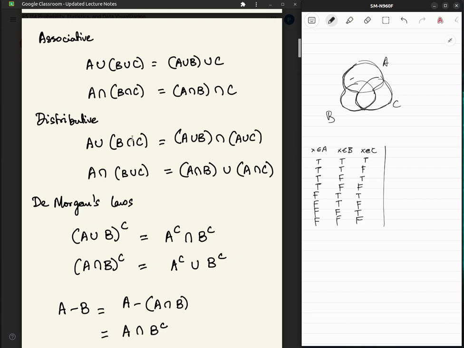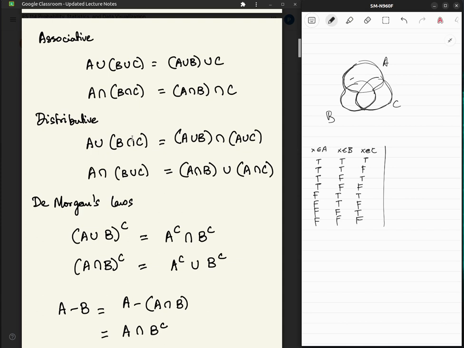This is still weird, isn't it? Yeah. So how is B intersection C formally defined? It's the set of all elements that belong to B and C. So does x belong to B and C? Yes, it does, if it's true, true.